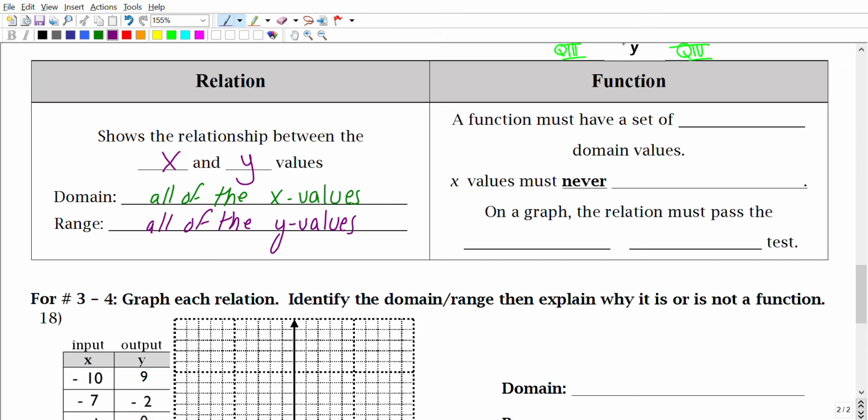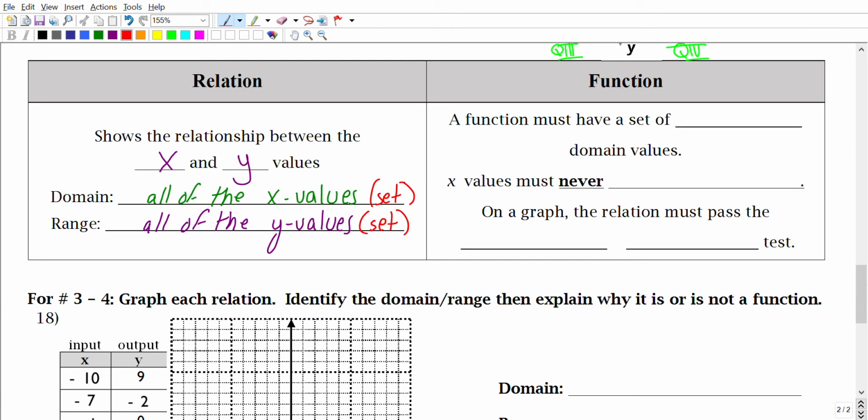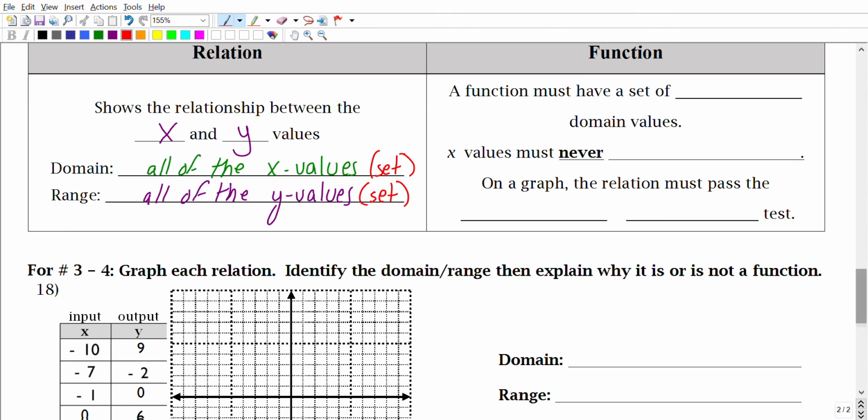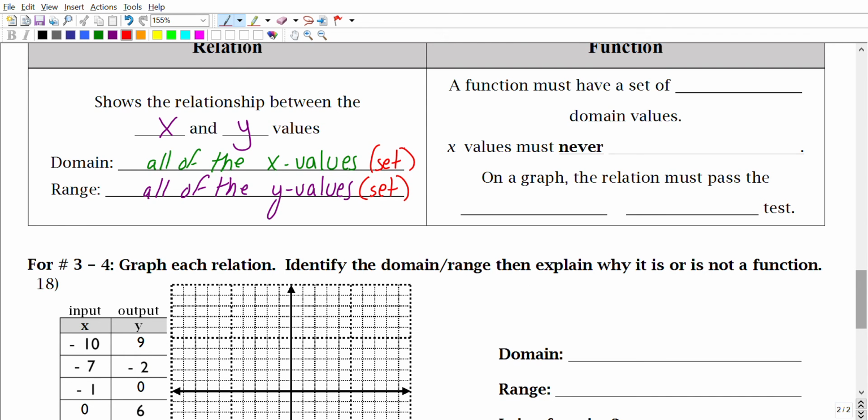Just to clarify this a little bit more, because I'm going to use a certain notation in a second, you can also say this is the set of all x values, and this is the set of all y values. The reason I'm mentioning that is because we're going to write some notation in a second called set notation. So just keep that in the back of your mind.